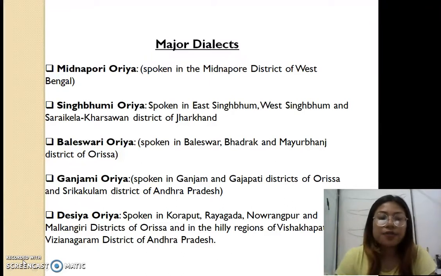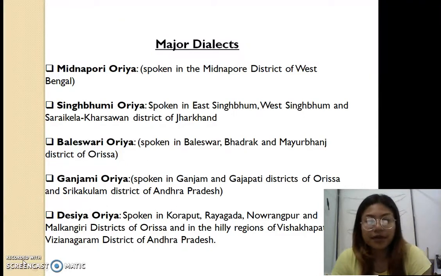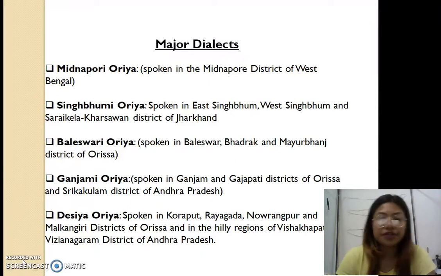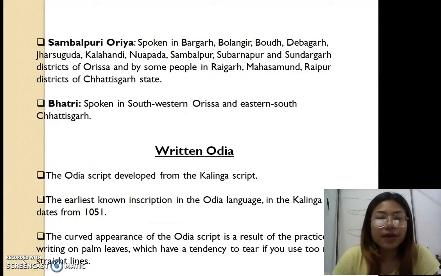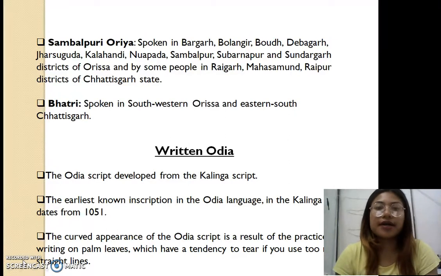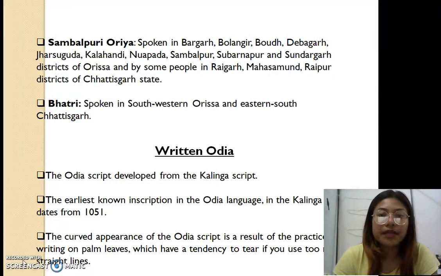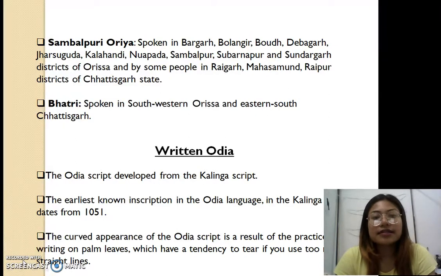Desia Odia, which is spoken in Korapat, Rayagara, Naurangpur and Malkangiri districts of Orissa and in the hilly regions of Vishakhapatnam, Vijayanagaram district of Andhra Pradesh. Sambalpuri Odia, which is spoken in Bargarh, Bolangir, Bodh, Devagar, Jharsugura, Kalahandi, Nuapara, Sambalpur, Subarnapur and the Sundargarh districts of Orissa and by some people in Raigarh, Mahasamund, Raipur districts of Chhattisgarh state, and the Bhatri Odia, which is spoken in southwestern Orissa and eastern South Chhattisgarh.